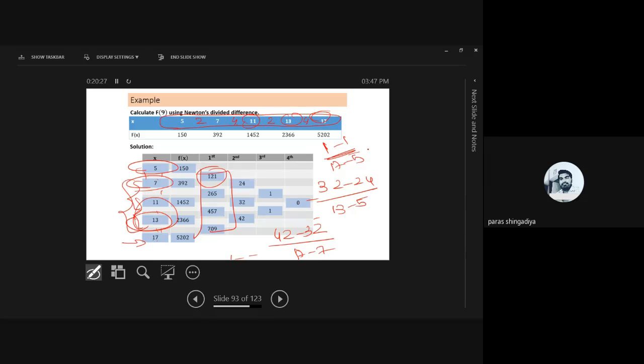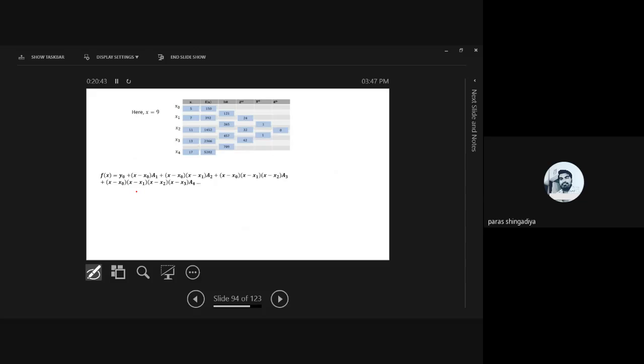Right now it is 0 there, but if you get a non-zero value in this case, we can consider the denominator as per the rule. So 17 minus 5, that is the form. So this table we will prepare first, and then consider the x. F of 9 you have to predict by using this formula.